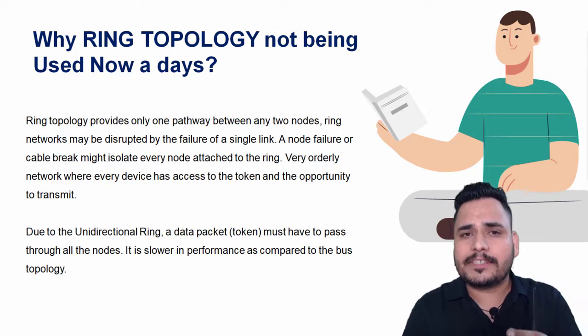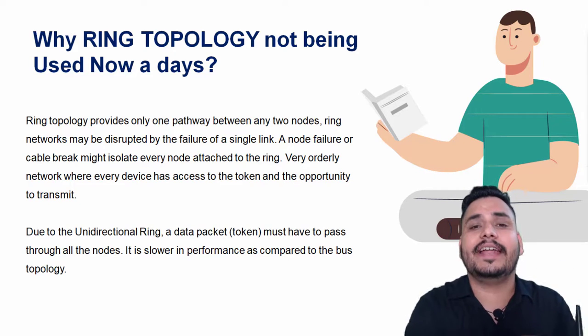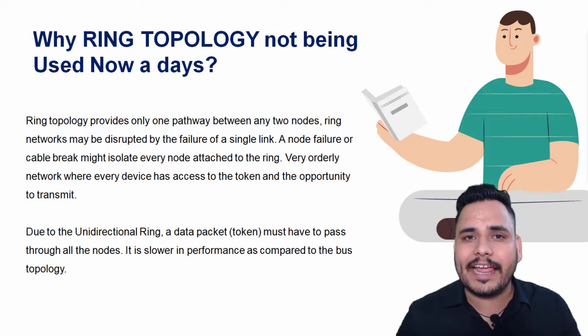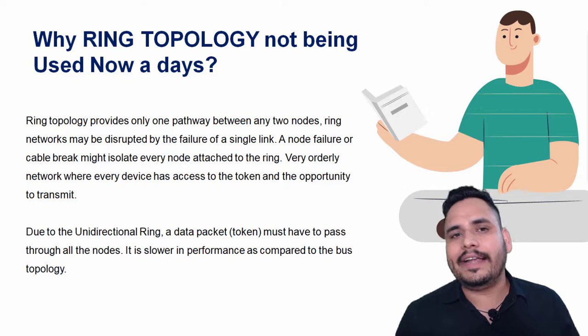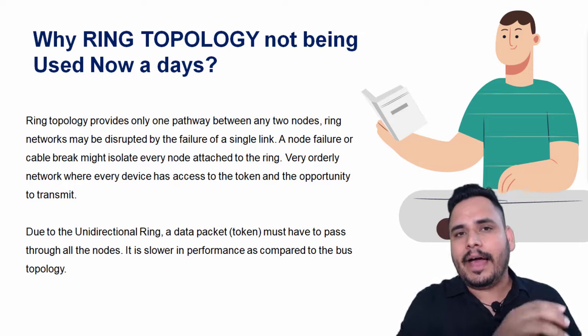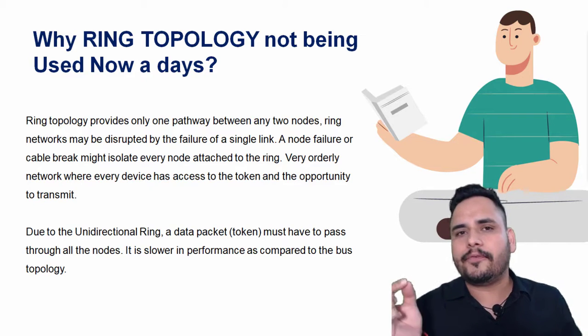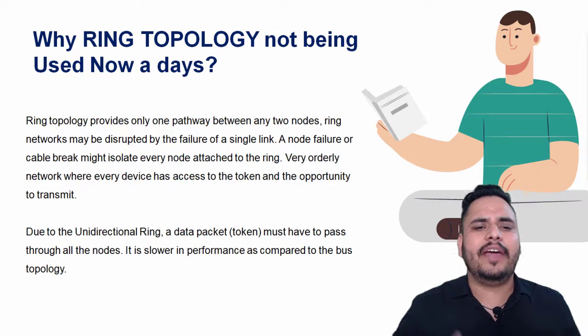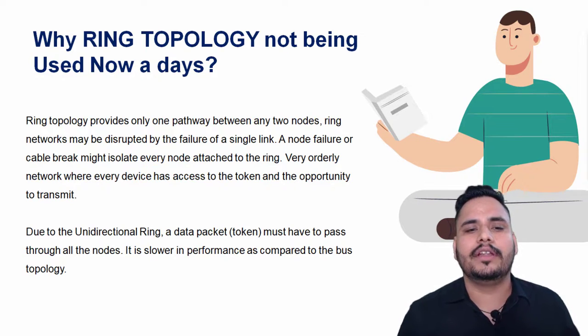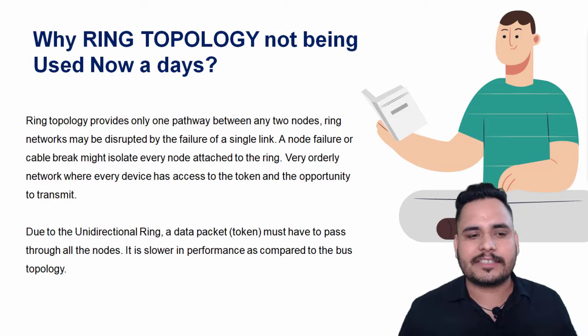If my first PC is sending data to the second and the second is sending to the third, at that time the fourth and fifth cannot ping each other. All the devices are connected in a ring, so if a single link fails, the whole topology will be affected. It is a very orderly network where every device has access to the token and the opportunity to transmit.